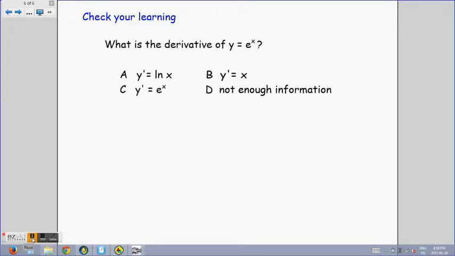Lastly, we just want to check our learning. And so this particular question, we talked about it, but we didn't go through it in detail. So you're going to actually take a look at this in the next lesson, but I would just want to see if you're maybe paying attention or if you can put it all together. What is the derivative of y is equal to e to the x? Okay, and make your selection now.